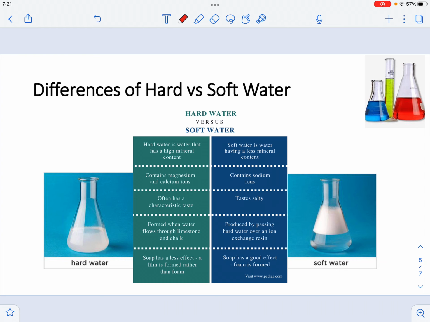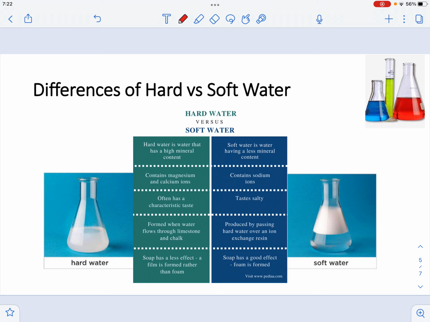Now, in the last part of this lab, we are going to see what differences there are when we have hard water versus when we have soft water. Let's define the difference between these two types of water. On the left side, we can see the description for hard water. Hard water is water that has high mineral content. In general, we understand that hard water is going to contain divalent cations. Divalent cations are going to be cations from group 2 in the periodic table. For example, magnesium and calcium.